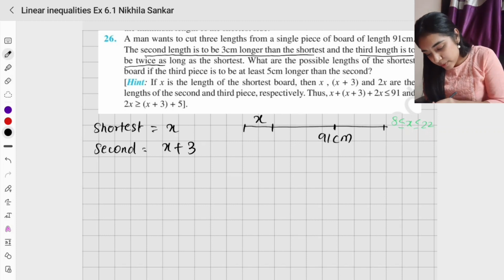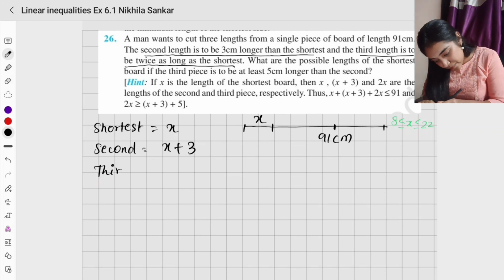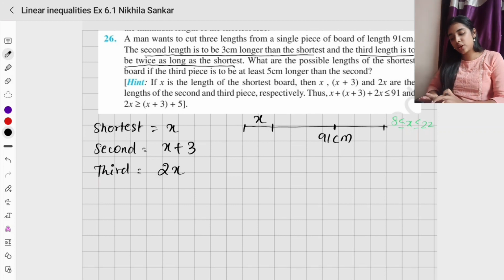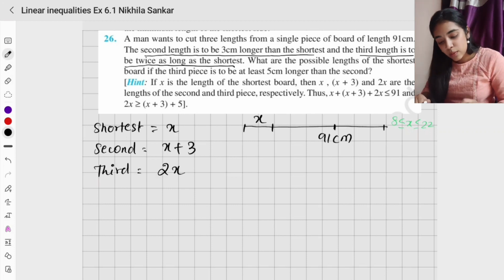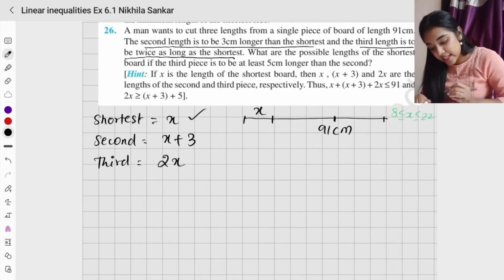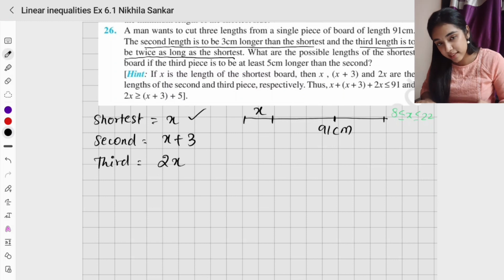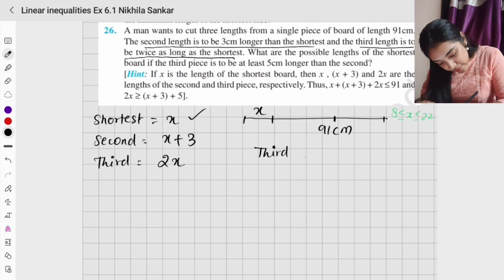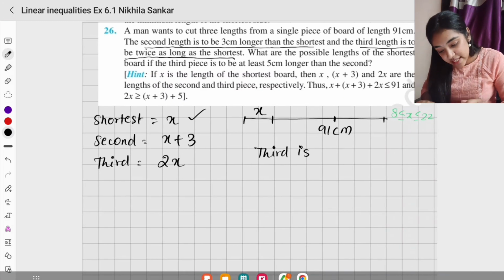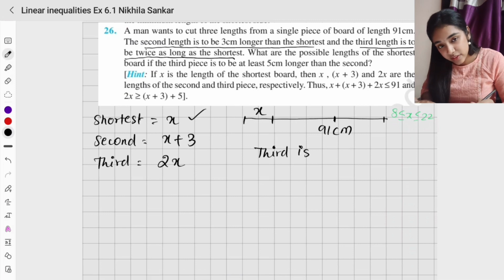And the third length is to be twice as long as the shortest. So third is going to be twice as long as the shortest. Shortest விட double இருக்க போகுது, twice இருக்க போகுது. What are all the possible lengths of the shortest board? So x என்னன்னு கேக்குறாங்க. If the third piece is to be at least 5 centimeter longer than the second. இன்னொரு கண்டிஷன் என்ன கொடுத்திருக்காங்க? Third is at least 5 centimeter longer than the second. So second விட third பெருசா இருக்கு.